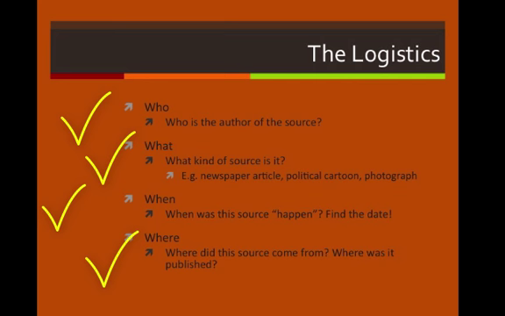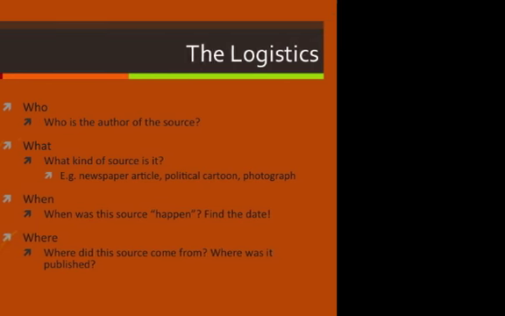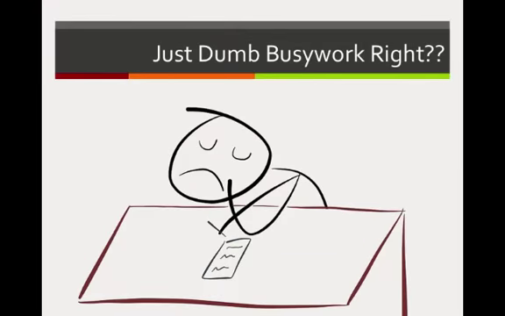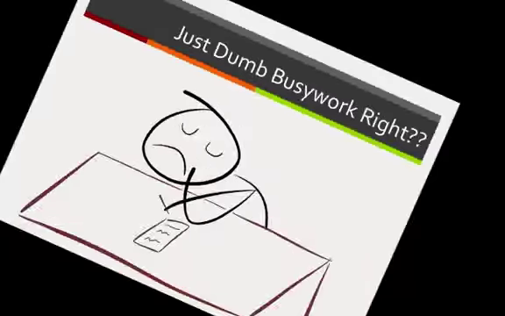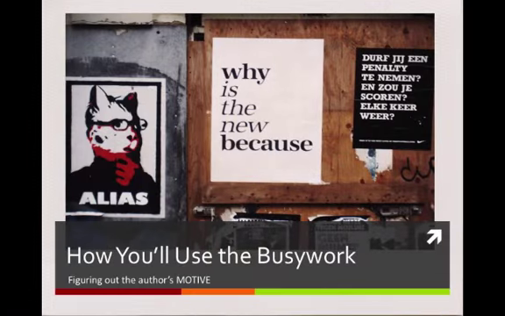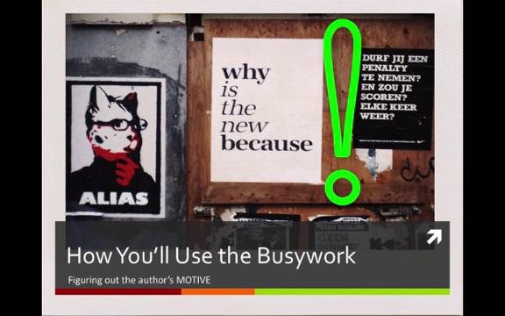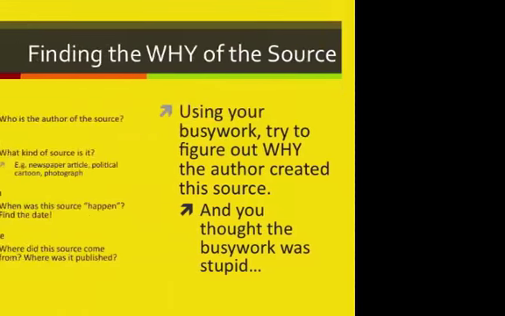Was it in England? Was it in America? That stuff's important too. I know. It sounds dumb. Like, who wants to do that? I know. However, for our next step, our next objective, we need to figure out why the source was created. As the picture says, why is the new because? Because we do want to figure out why the source was created. So we will be figuring out the author's motive.